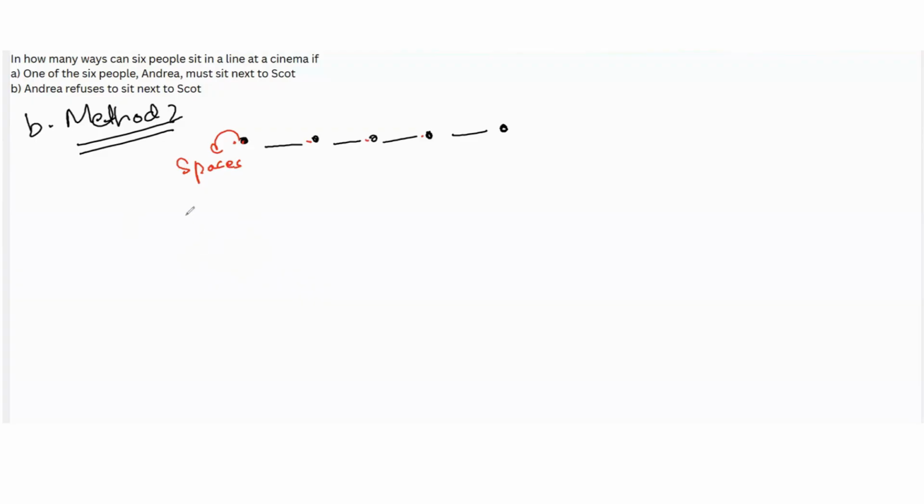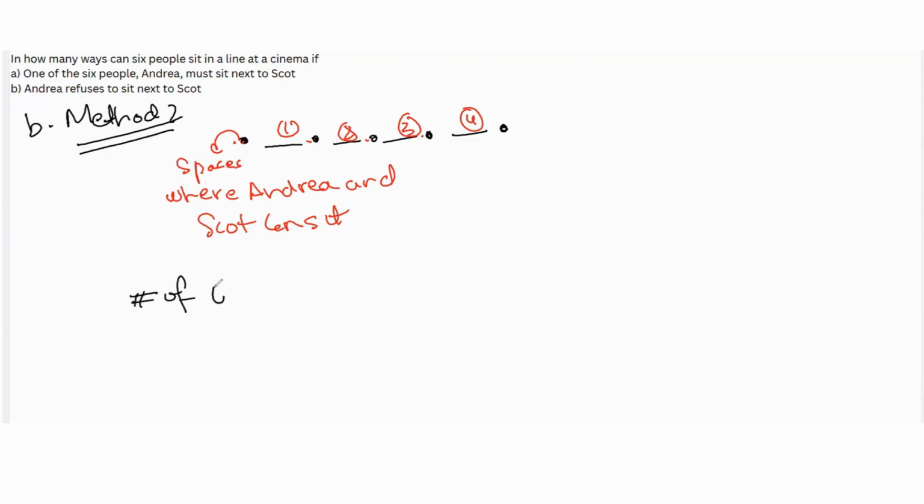Spaces where Andrea and Scott can sit. So what you're saying is the four individuals can sit anywhere over here, right? And Andrea and Scott can take up spaces between these four individuals, right? Then they won't be sitting next to each other. So what is the number of possible arrangements if Andrea and Scott refuse to sit next to each other?